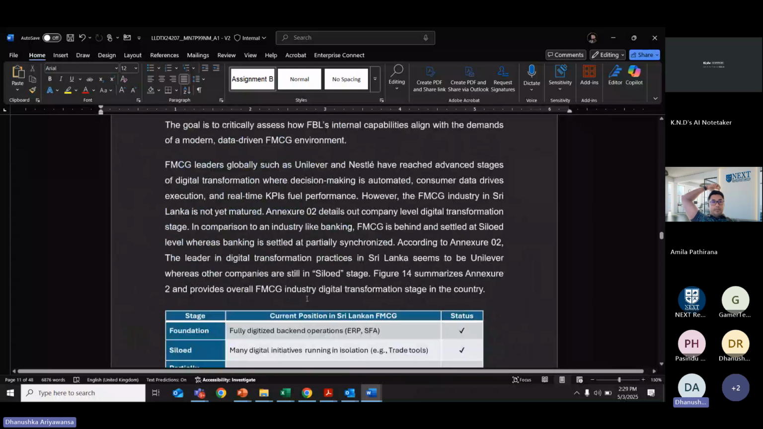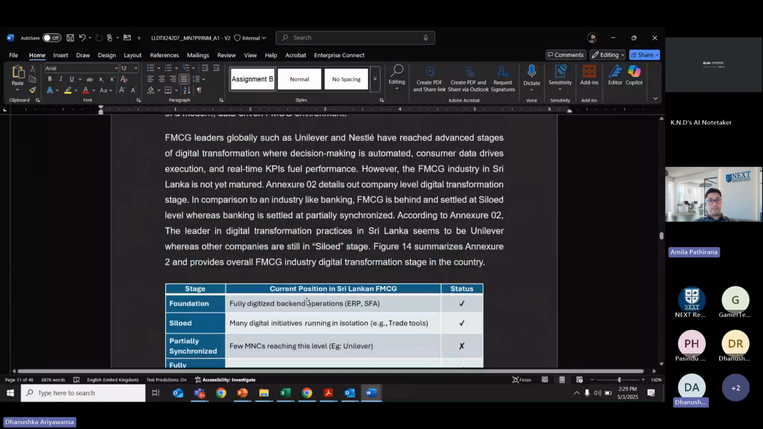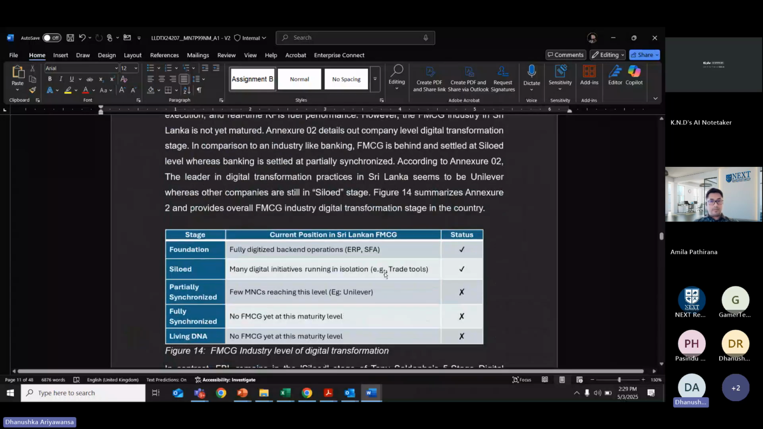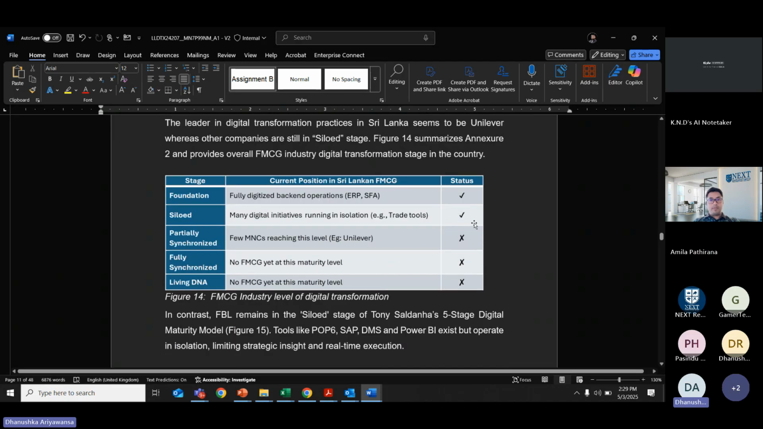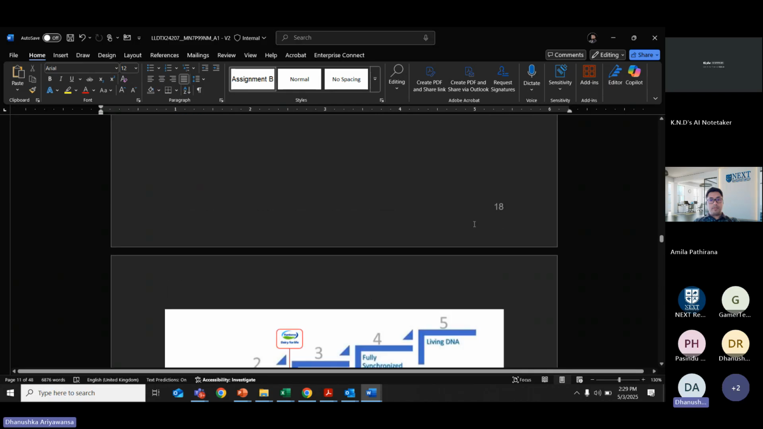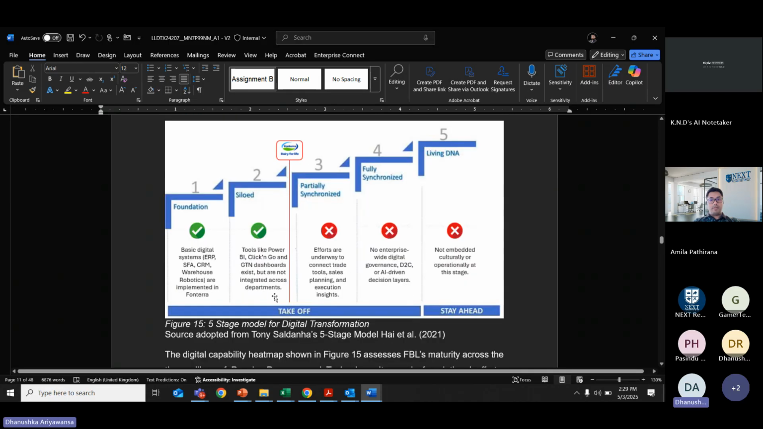Then digital capability assessment. So first look at the industry. I conclude that the industry is currently at a siloed stage, whereas Unilever is at a partially synchronized stage, Sri Lankan Unilever, but overall the industry is at a siloed stage. And looking at FBL, Fonterra, again I'm also saying that we are at a siloed stage.